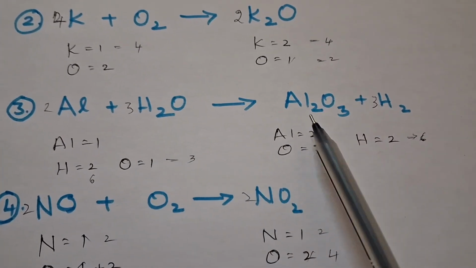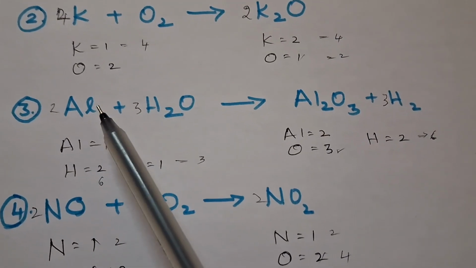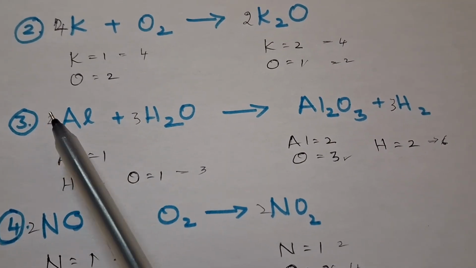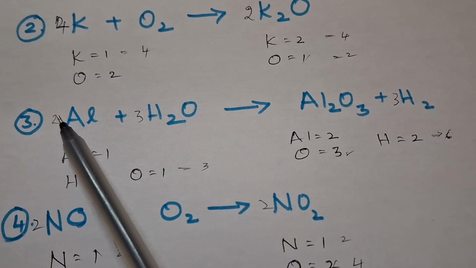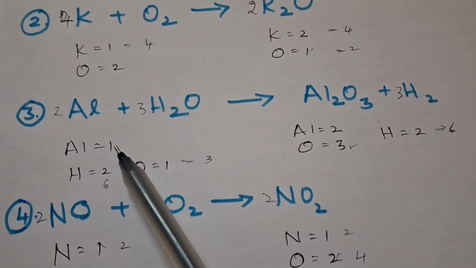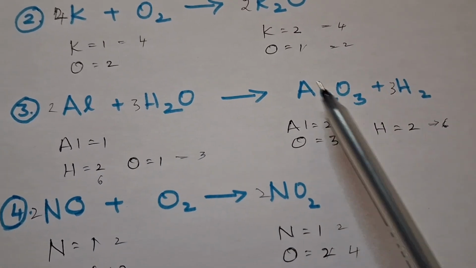So what we have to do here, it is 2. So aluminium is 1 here, so you cannot put it here. You have to put it only in the front. So you're adding 2 here. So what happened? Aluminium is balanced. So you're cancelling this 1 and you have to put 2. So now aluminium is balanced.